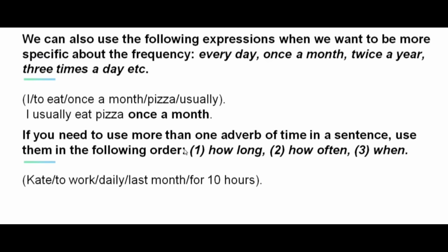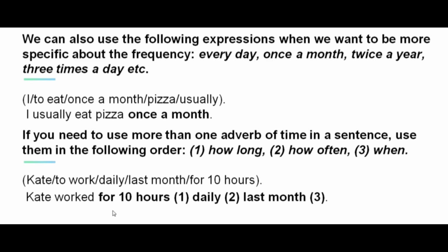Now, if you need to use more than one adverb of time in a sentence, make sure to use them in the following order. First, how long? Second, how often? Third, when? Now create a sentence using the words or phrases in the bracket. Kate to work daily last month for 10 hours. Kate worked for 10 hours daily last month.